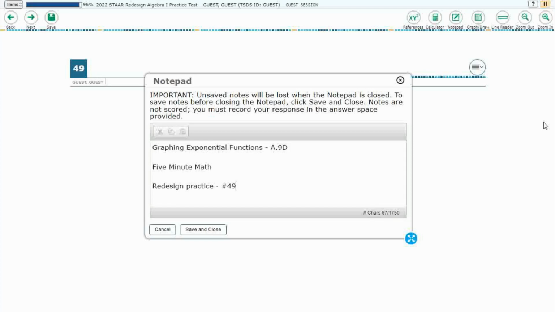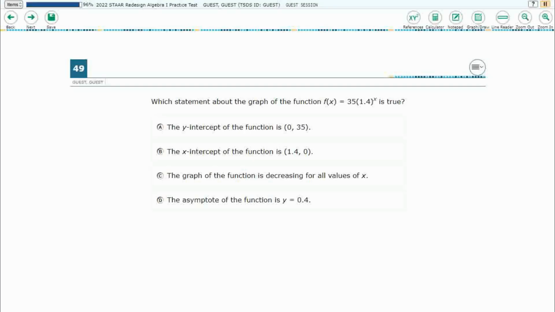Today we are looking at the Algebra 1 concept of graphing exponential functions. This is standard A.9D in the great state of Texas, and we are using item number 49 of the Redesign Practice Online STAAR Test. If you haven't done so already, please go ahead and take a moment to pause the video, work this problem out on your own, unpause it, and we will look at our answers together.